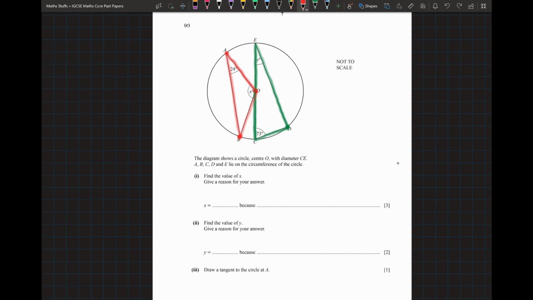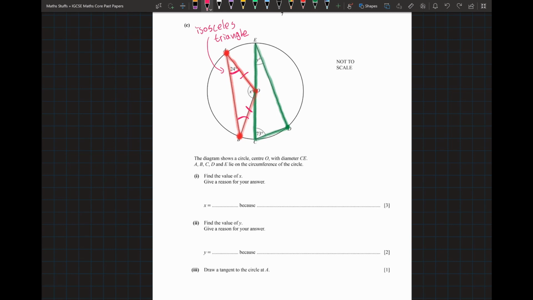So the rule here is if you have a vertex of the triangle at the center of a circle, and then you have two points on the circumference of the circle, then you're going to get an isosceles triangle. So this right here is going to be an isosceles triangle. What that means is we have two sides the same length and then one different, and it also means we have two angles, so this one here and this one will be the same. So in this case, if this angle is 24, that means this one here also must be 24.